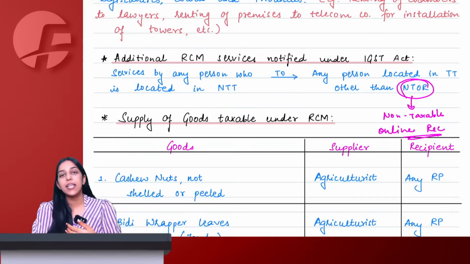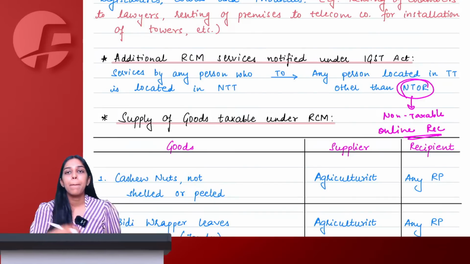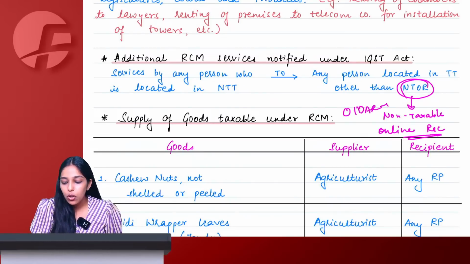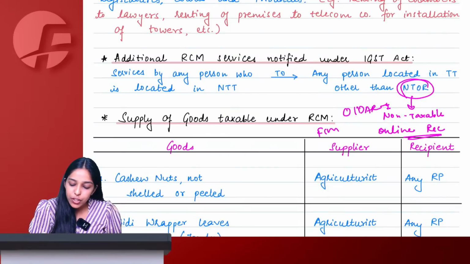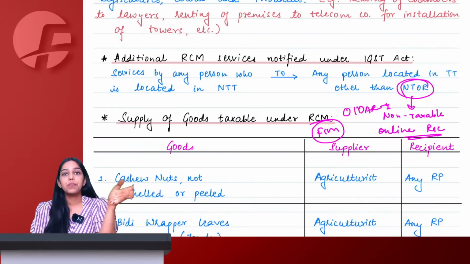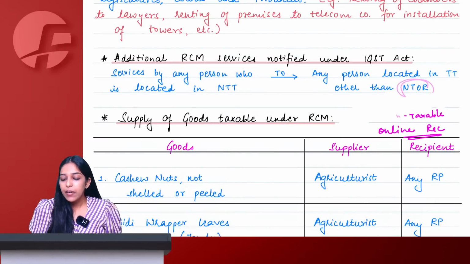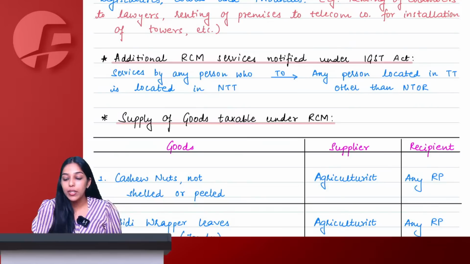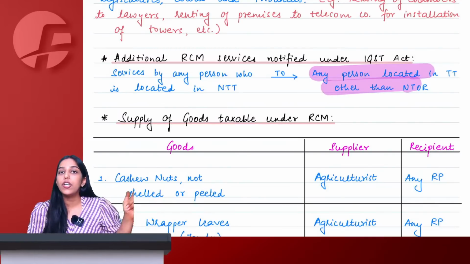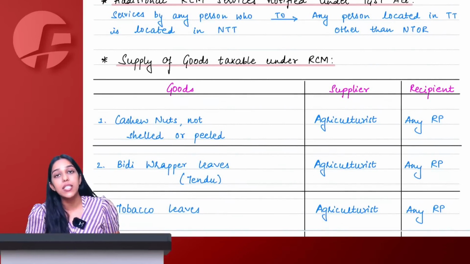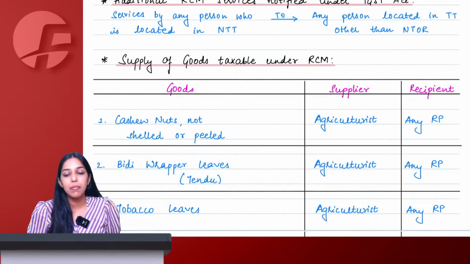Online information database access retrieval services, online money games, or say you are taking a subscription of Netflix, Amazon Prime, etc. In all of those cases, OIDAR services provided to non-taxable online recipients are taxable under forward charge mechanism only. So we tell Netflix to take registration, collect GST and pay to government. Other than these OIDAR services, for any normal import of service, we tell the importer to pay tax under reverse charge mechanism to government. And here we complete the entire list of services which are taxable under reverse charge mechanism in GST.